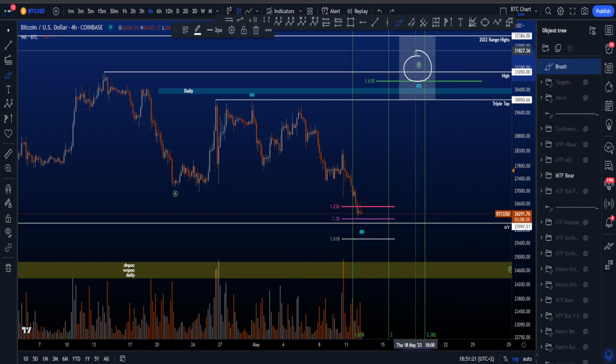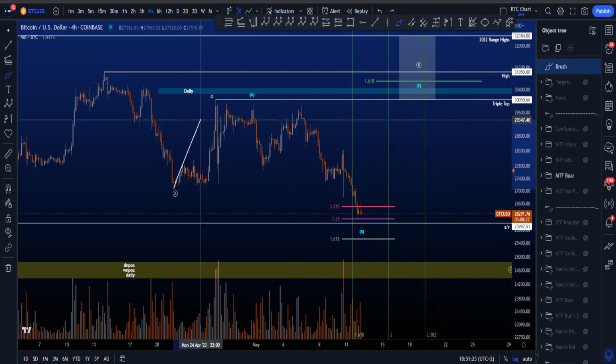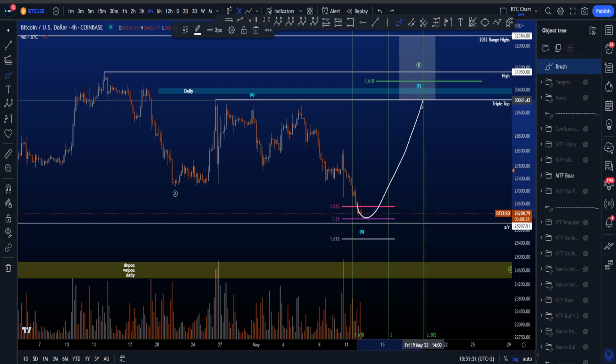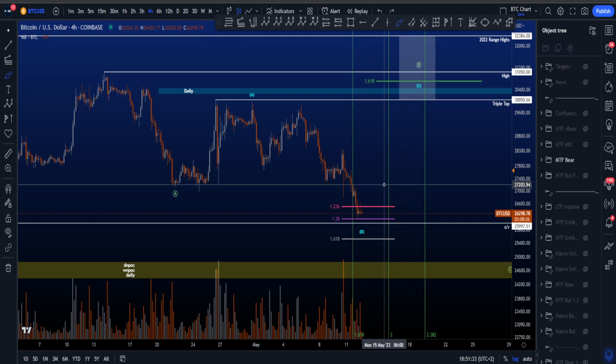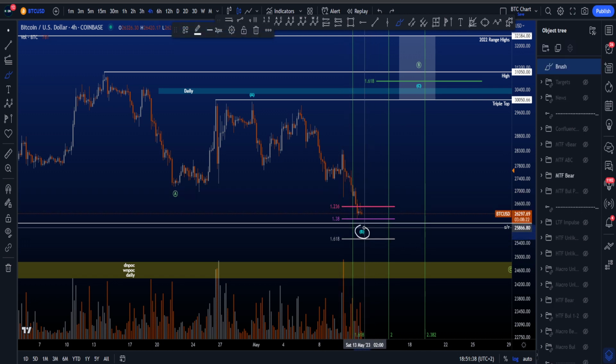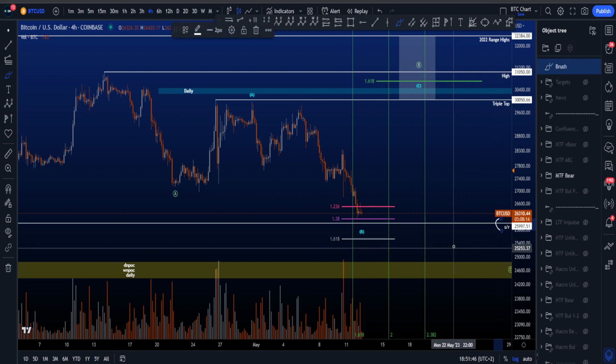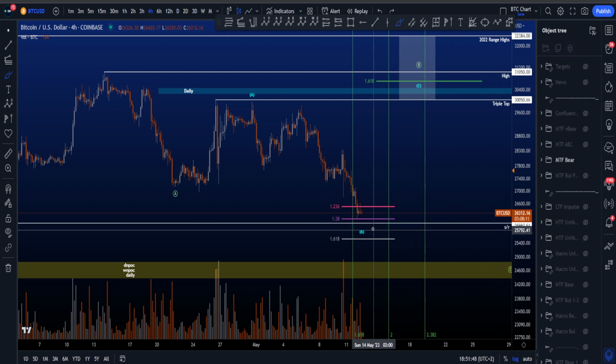That means that inside this wave B, we have an expanding flat, this being a 3-wave structure, followed by a 3-wave structure. So again, an ABC as a 3-wave structure in this blue B, for then eventually continuation to the upside in an impulsive wave, which is then a wave C. The most common target area for the blue B over here is between the 1.236 and the 1.38, which is between 26.5k and 26.1k. Again, the support resistance area just below at 26k as well.